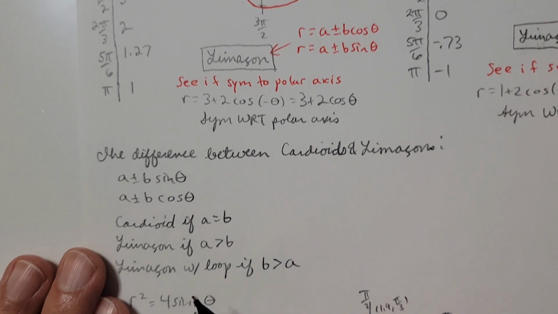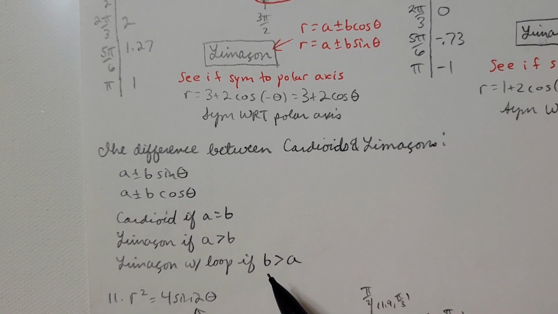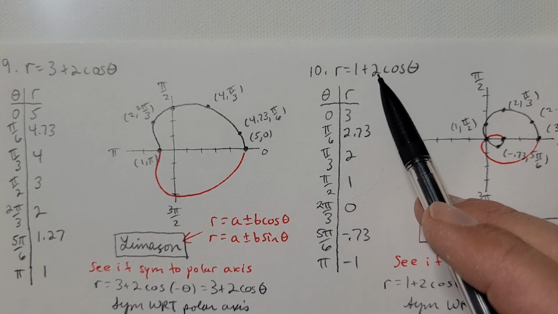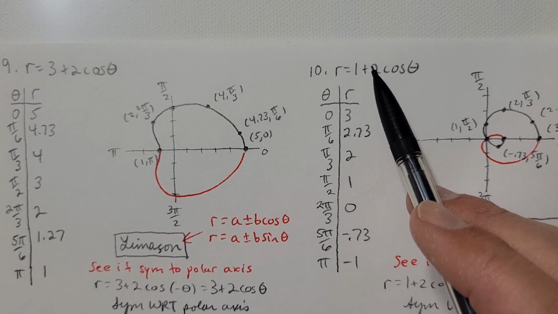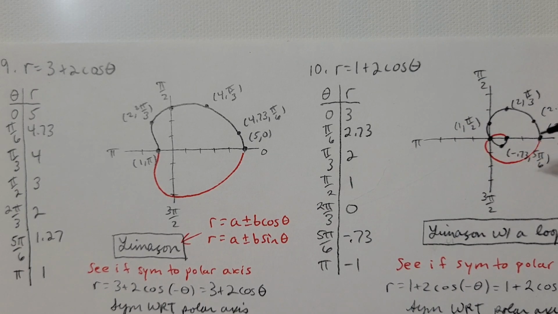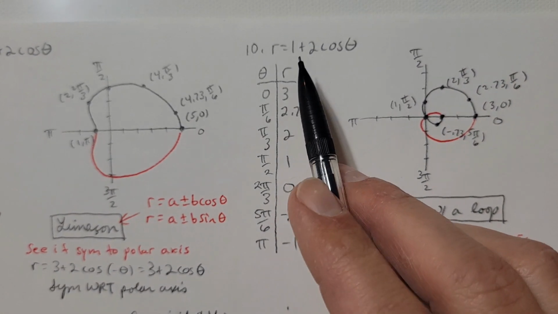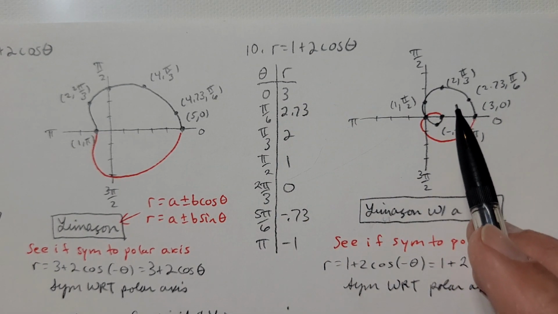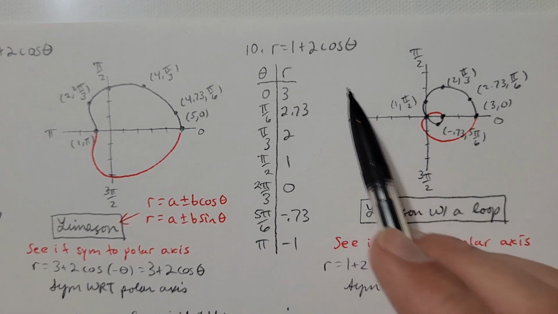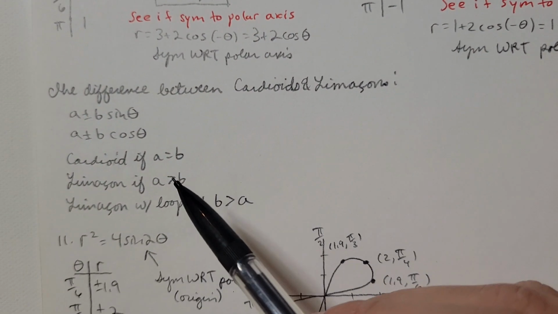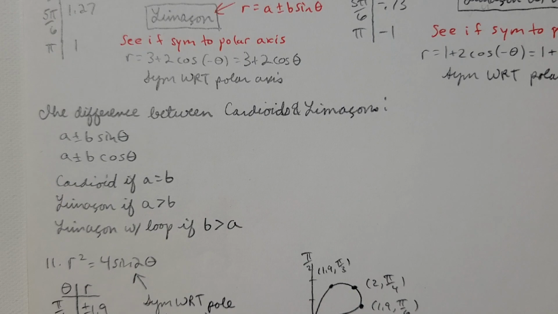Okay, and you're going to have a limaçon with a loop in it whenever B is bigger than A. So the B value is 2, the A value is 1. And by the way, the bigger the B value, the bigger the loop. So if I were to graph 1 plus 3 cosine theta, I'd have a bigger loop in this than I did when it was 1 plus 2 cosine theta. Okay, so cardioids and limaçons, those are very, very important when it comes to polar coordinates.